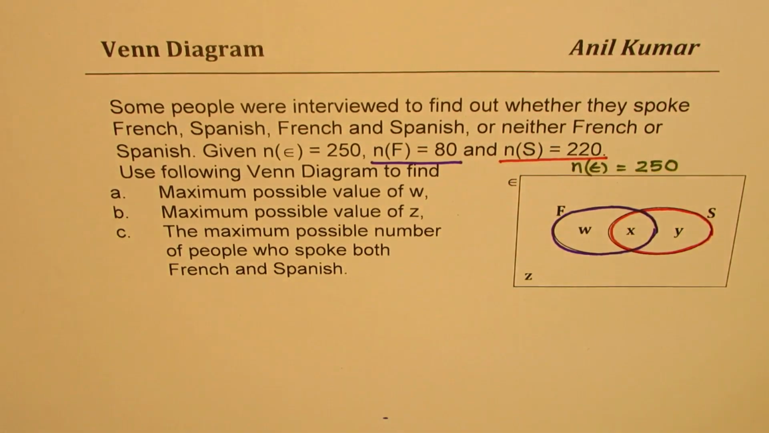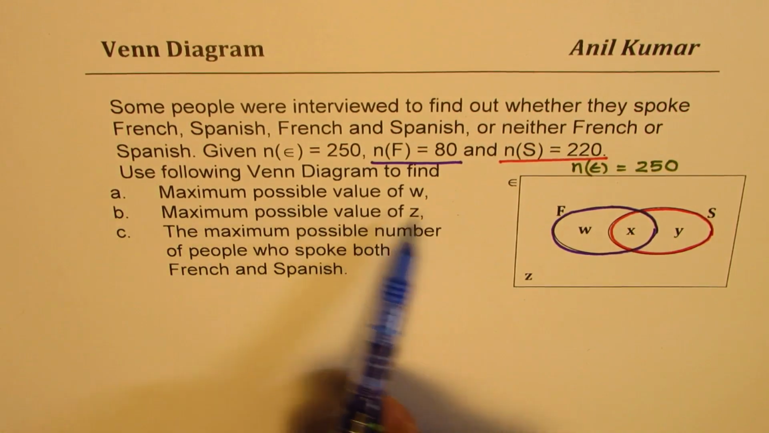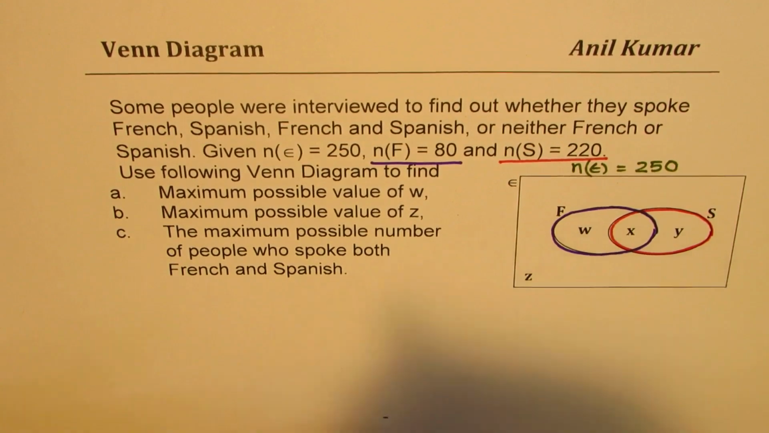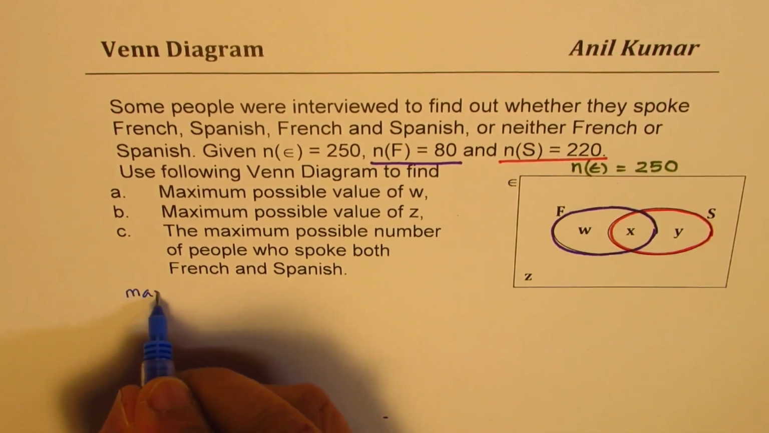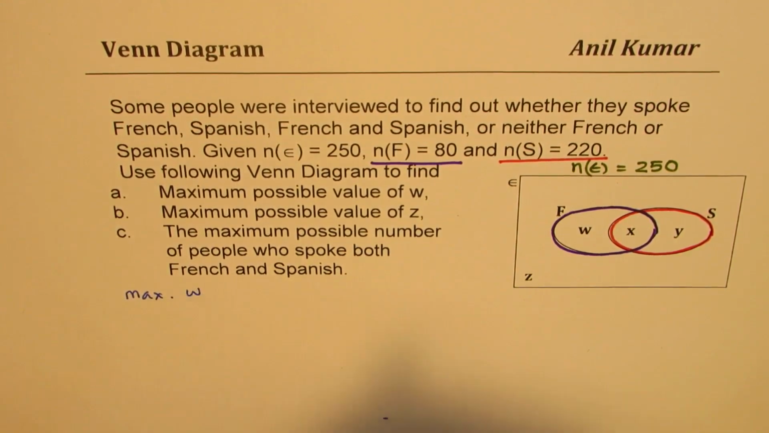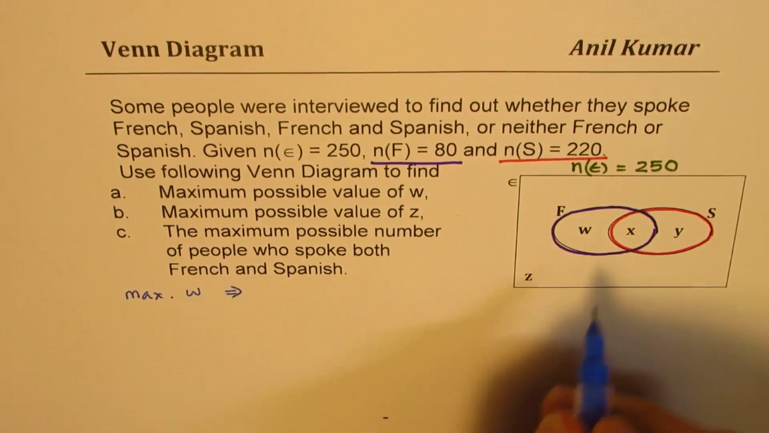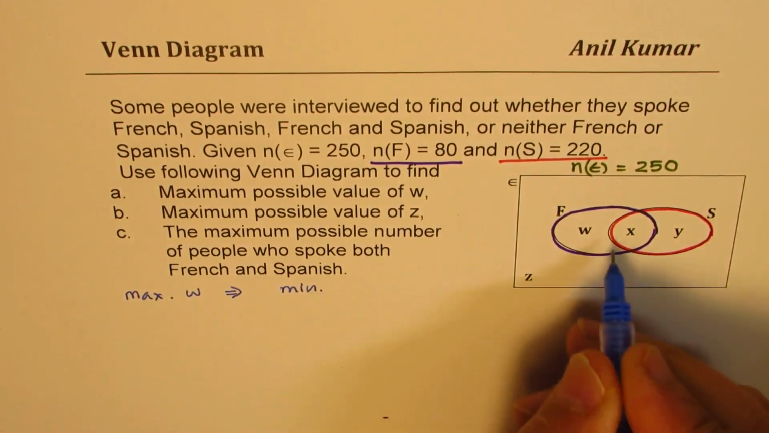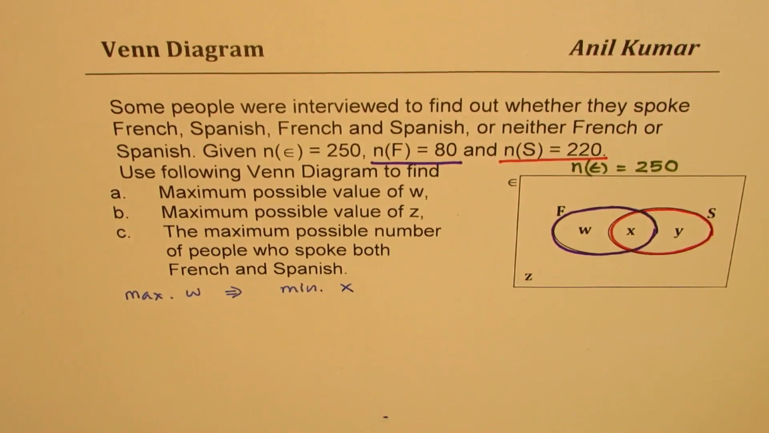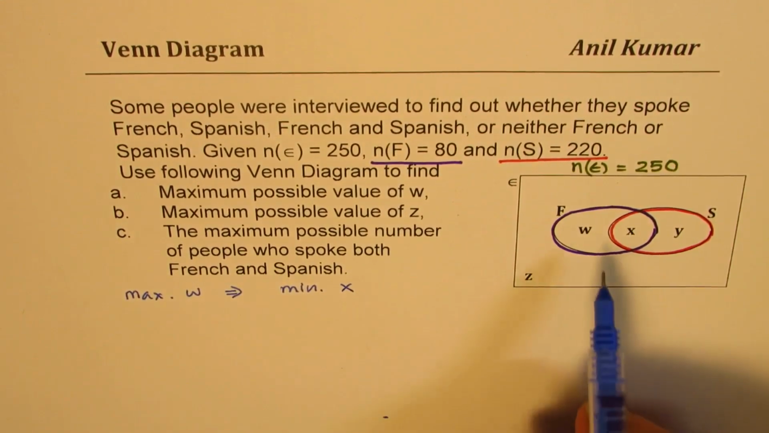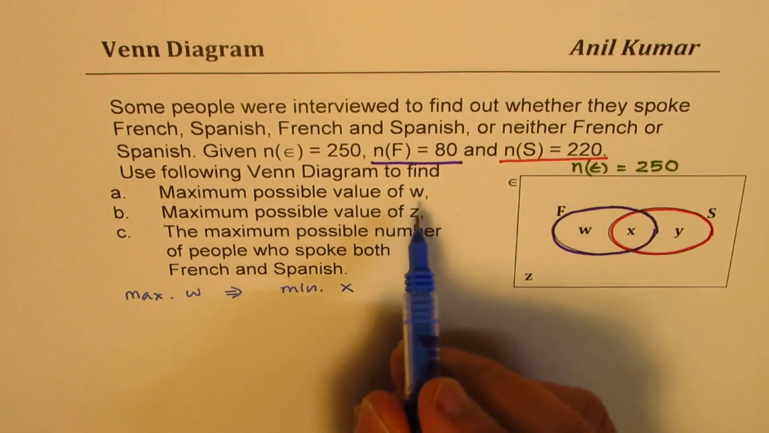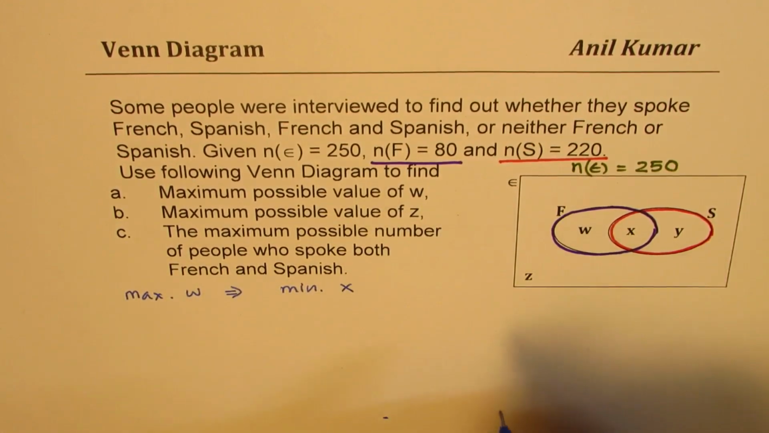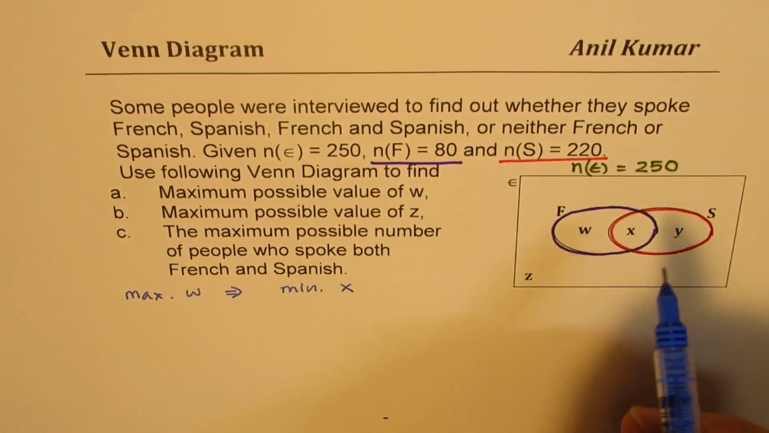Now let's see what we need to figure out. First, the maximum possible value of W. Maximum W implies minimum X, right? That is simple logic. So W is only French speaking, right? W means only French speaking. Okay, how do we figure this out?